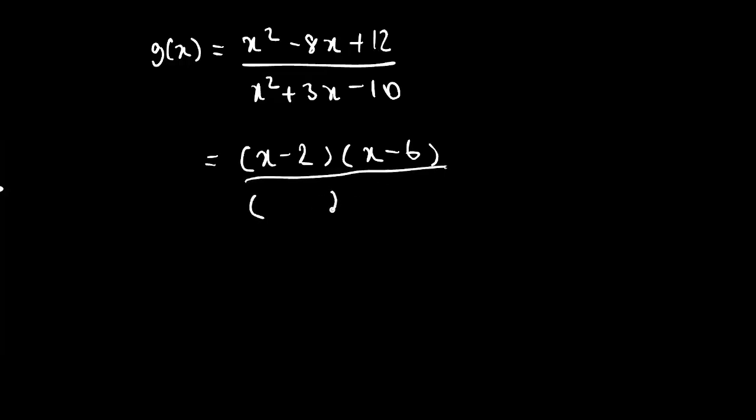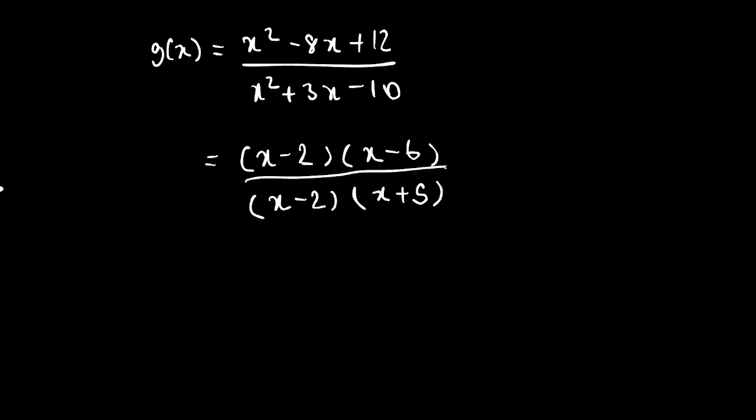And now we'll do the same thing for the denominator. So take a minute to figure out what multiplies to negative 10 and adds to positive 3. So your answer then is going to be x minus 2 and x plus 5. Again, positive 5 times negative 2 is negative 10, and 5 minus 2 gives you your positive 3 over there. So this is going to be our factored out function.